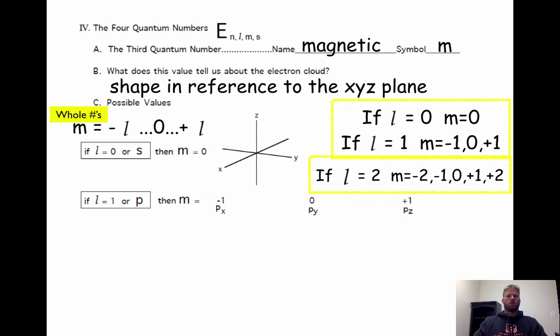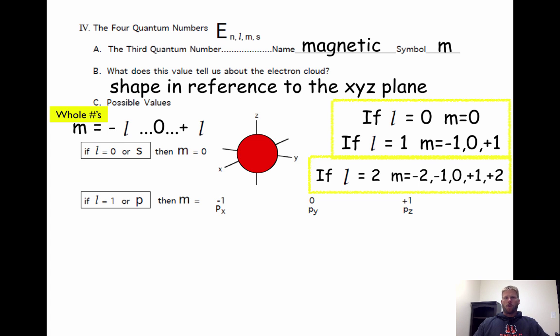2 to positive 2. So basically what this means, if we have L equals 0 or an s orbital that is a sphere, the M tells you how many possible ways you can orient a sphere in three-dimensional space. And the correct answer to that is just 1. If you have a sphere, it doesn't matter how you turn it or twist it on the XYZ plane, it's still a sphere, it still has that same shape, still same orientation. So for an s orbital, there's only one orientation. How many M values there are corresponds to how many orientations there can be in three-dimensional space.